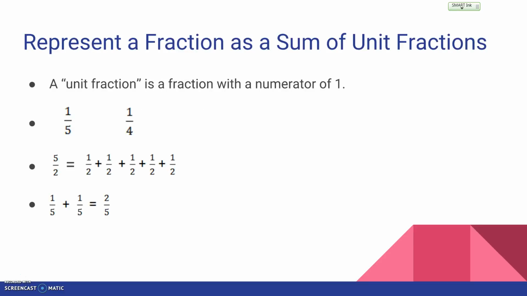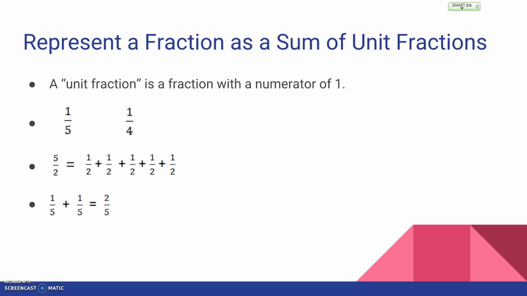They're going to represent a fraction as a sum of unit fractions. And a unit fraction is just a fraction with a numerator of 1. For example, 1/5 or 1/4 are both unit fractions because their numerator is 1. And we can represent fractions as a sum of those unit fractions. For instance, 5/2 equals 1/2 plus 1/2 plus 1/2 plus 1/2 plus 1/2. And so all we're doing is saying that we could add those unit fractions together. We could put them together, and then it would be 5/2.